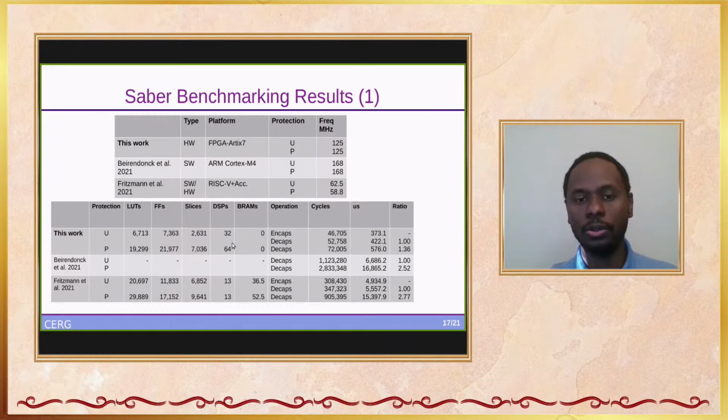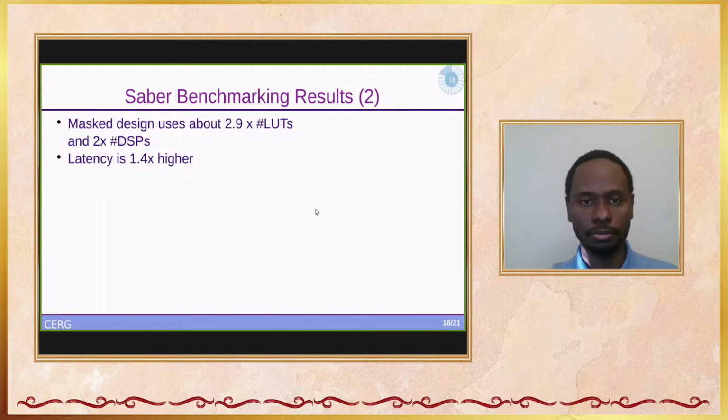The DSP units have also been doubled, and we can see that the latency is around 1.36 times. So this summarizes the cost of protection in our design. The LUTs grow by 2.9 times, DSPs grow by 2 times, and the latency by 1.5 times.